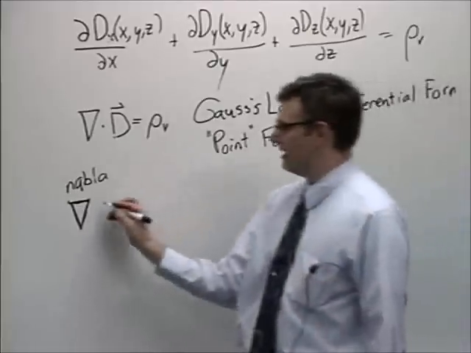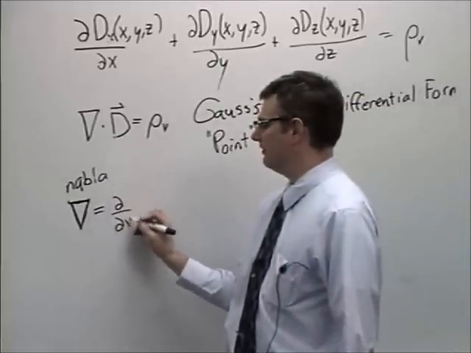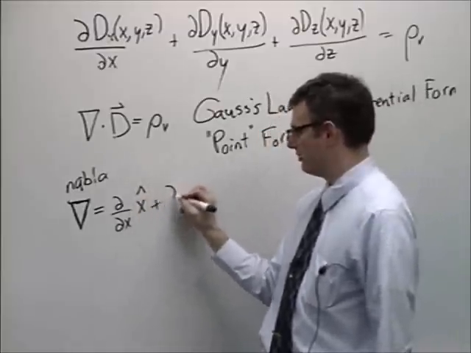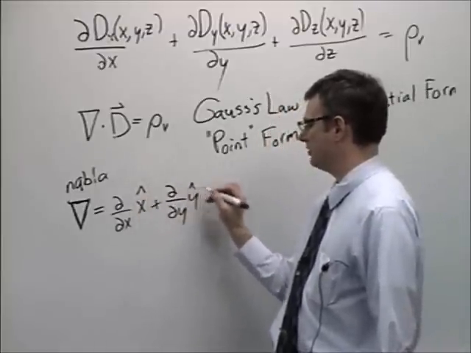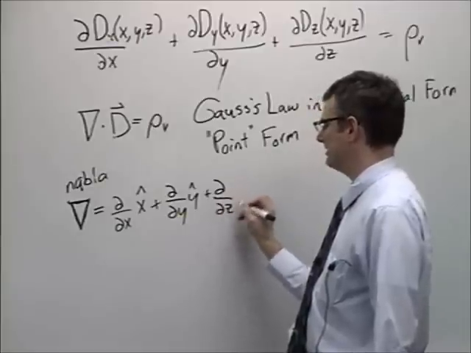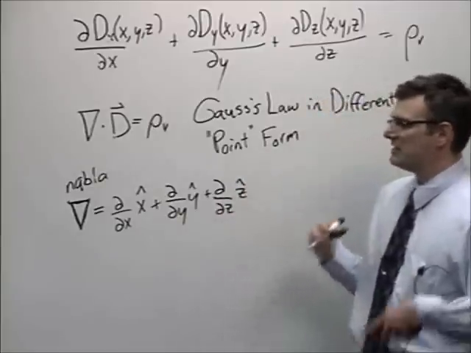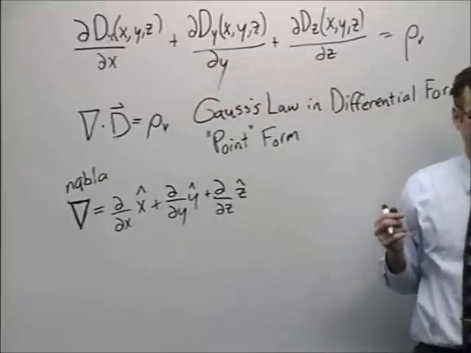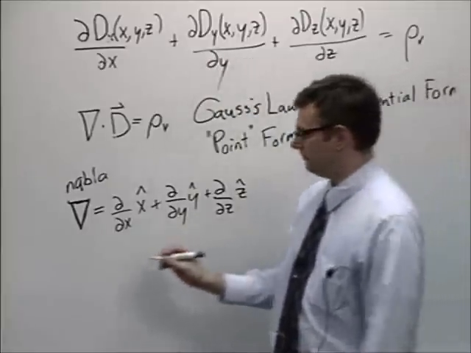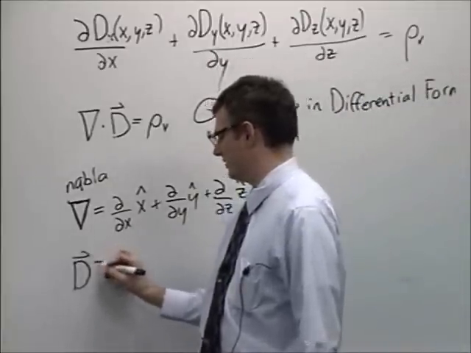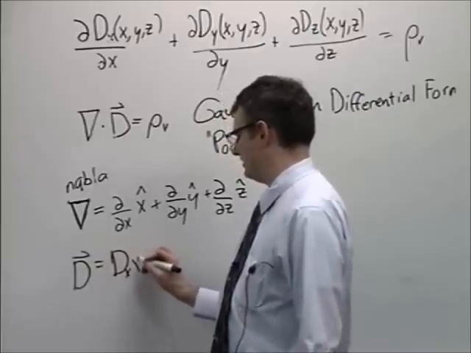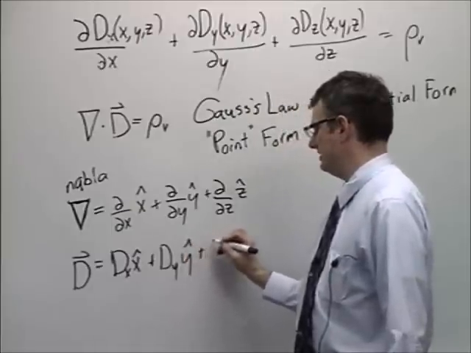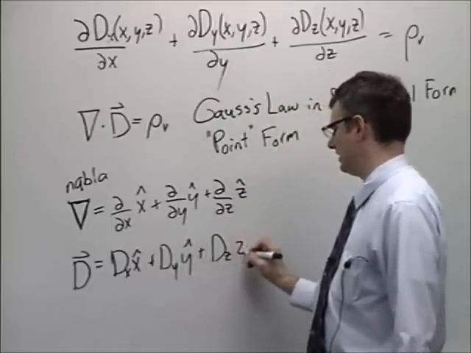So we got this nabla, and the nabla is equal to the partial derivative with respect to x as an operator stuck on the x hat unit vector, partial derivative with respect to y, stick it on the y hat, partial derivative with respect to z, stick it on the z hat. And this winds up being a wonderful shortcut to writing this longer expression up here, because my D vector is really D sub x, stick it on the x hat, D sub y, stick it on the y hat, D sub z, stick it on the z hat.